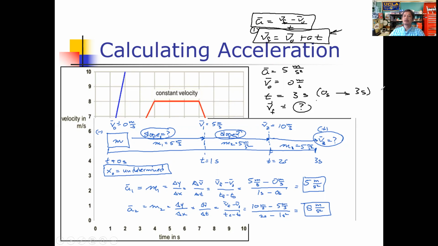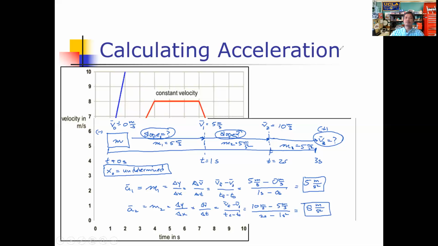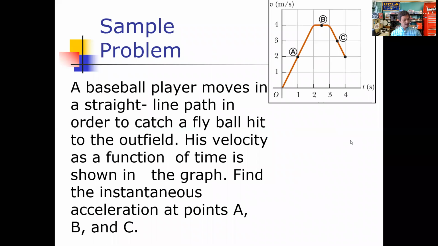All right, so let's solve for acceleration. I think that would be the easier of the two calculations. Let's take a look at this problem and work this one out together. Read the problem, and they want you to find the acceleration of this particular object, which is a baseball player, at point A, point B, and point C.